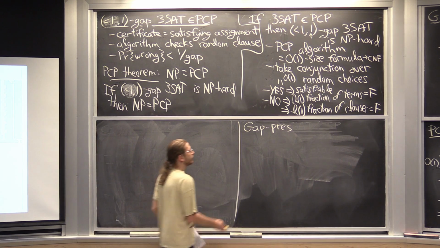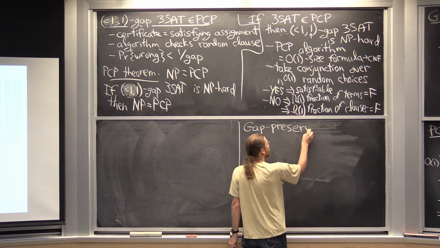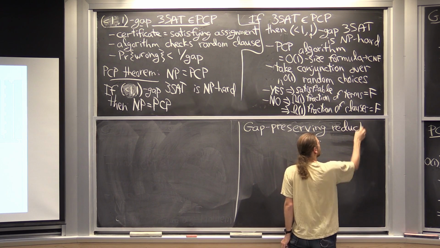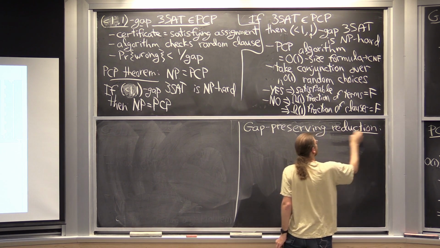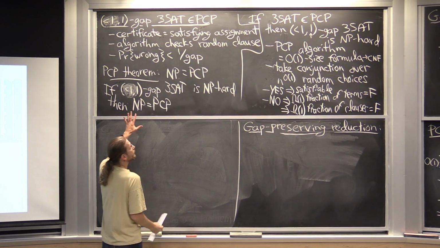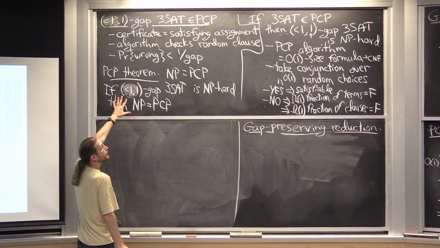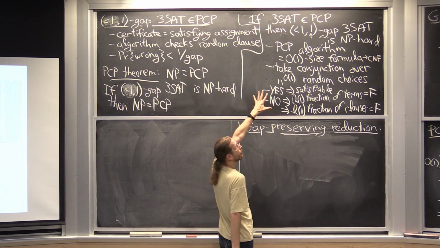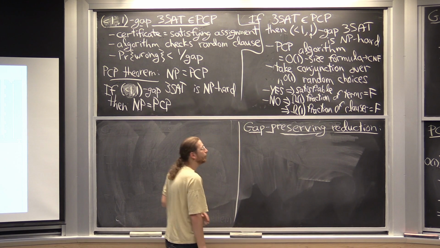So what we're going to talk about next is called gap preserving reductions. But maybe before I get there, what we just showed is that the PCP theorem is equivalent, and in particular we get gap problems being NP-hard. This is why we care about PCPs.